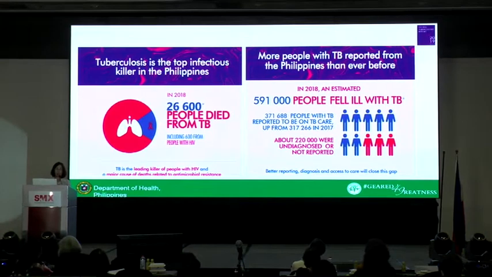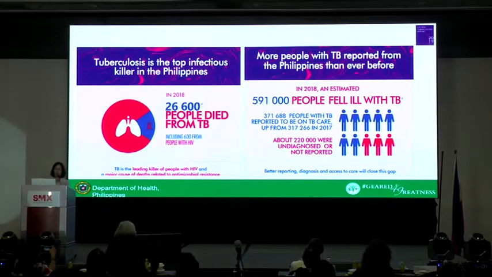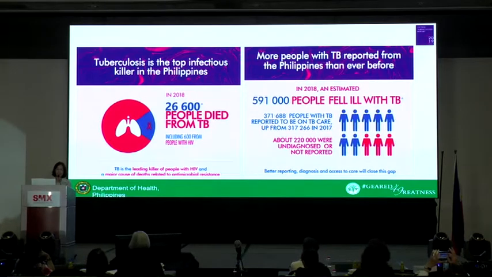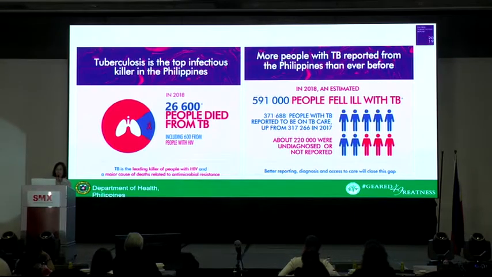But I would like to share with you that for 2018, we were able to report 371,688 TB cases. So that is a high jump from the 317,000 in 2017. And 10% of those cases are coming from the mandatory notification. So that is from the private physicians. So maybe some of you have contributed to that accomplishment. Thank you.